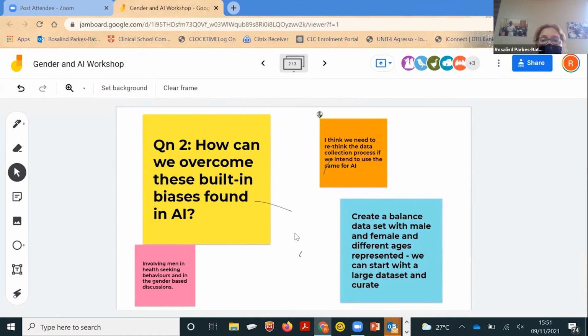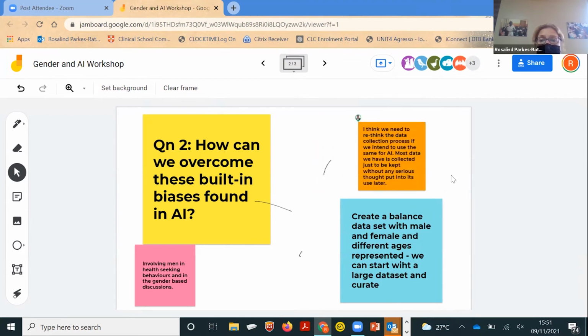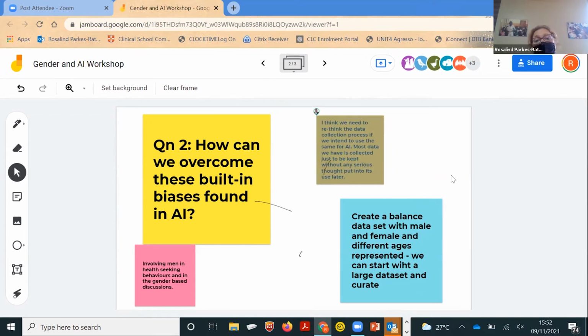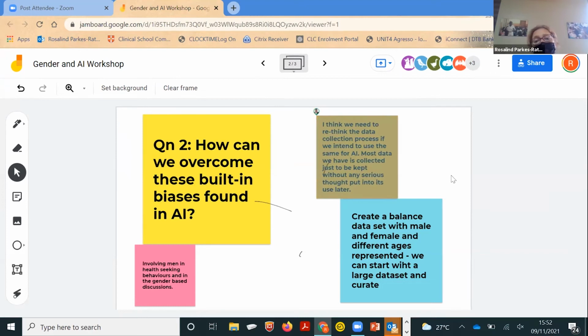So one comment is I think we need to rethink the data process if we intend to use the data for AI. Most data we've collected is just to be kept without any serious thought put into its use later. Yeah, so for example, Agnes and I, when we're writing a research protocol, would look at particular sub-analyses of gender, but we would let the data probably guide us onto what that sub-analysis looked like. But if we wanted to use the data set for AI, then we may want to specifically recruit a balanced data set or specifically curate it.